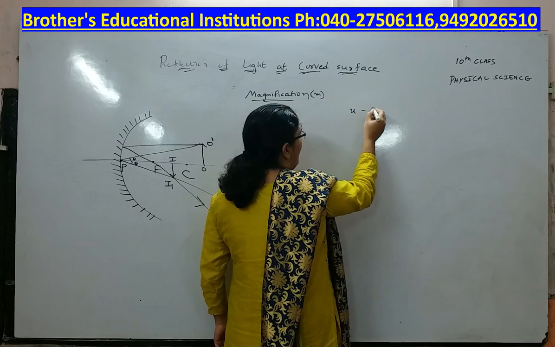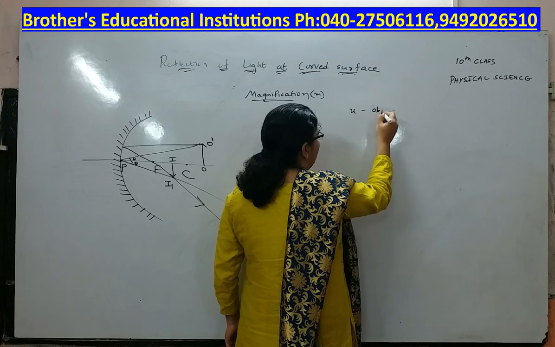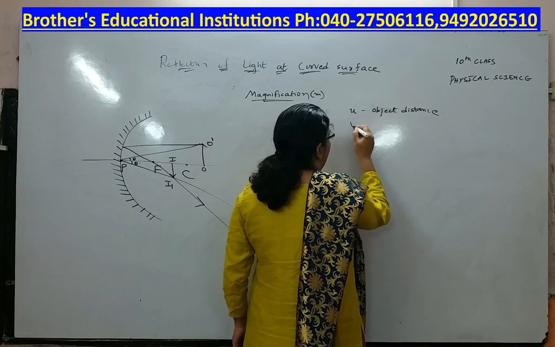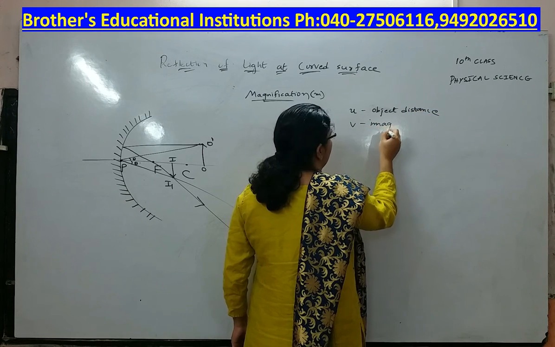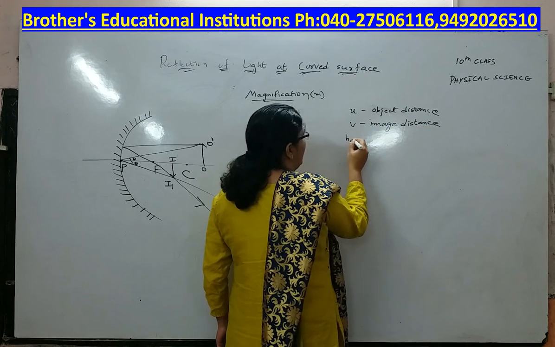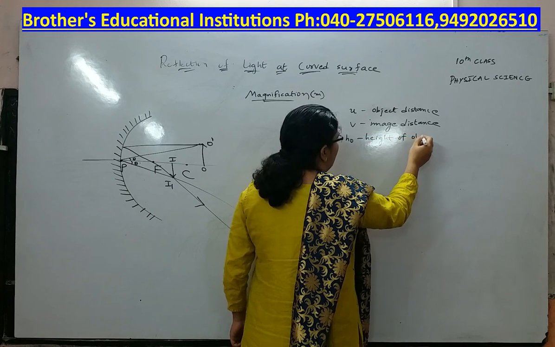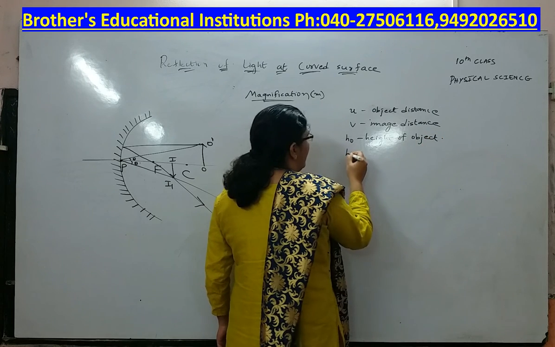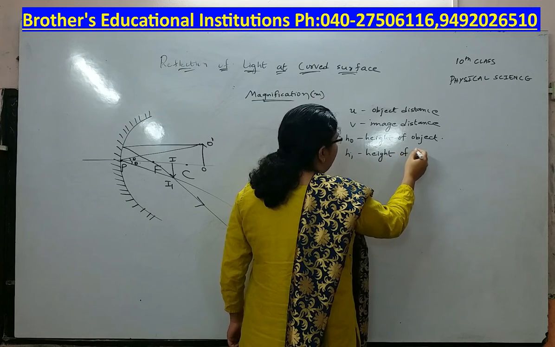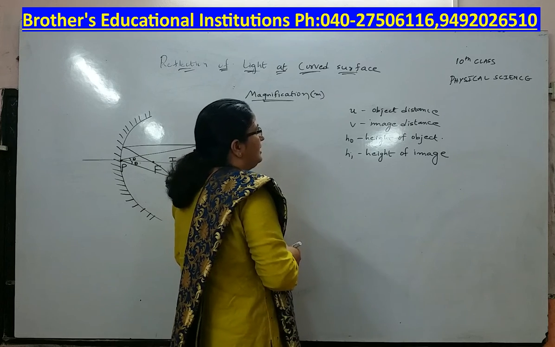Here U is called object distance, V is called image distance, H naught is the height of the object, HI is the height of the image. This is how it is.